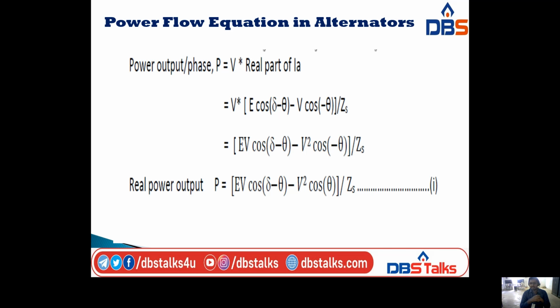V multiplied gives EV cos of delta minus theta minus V square cos of minus theta, whole divided by Zs. So from this one we write the real power output is equal to EV cos of delta minus theta minus V square cos theta by Zs. Okay, we will rewrite the real power output: P is equal to EV cos of delta minus theta minus V square cos of theta by Zs. Treat this one as equation number 1. This is the real power output per phase.